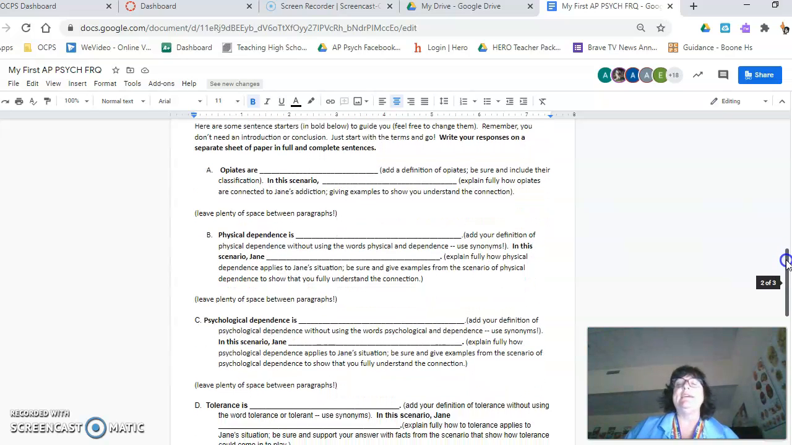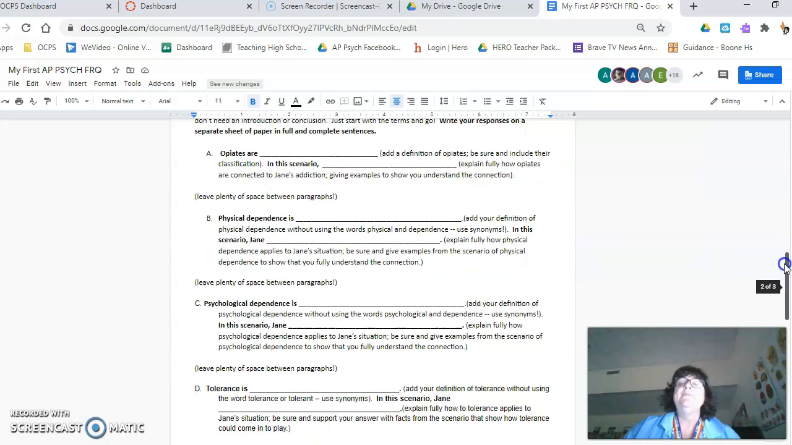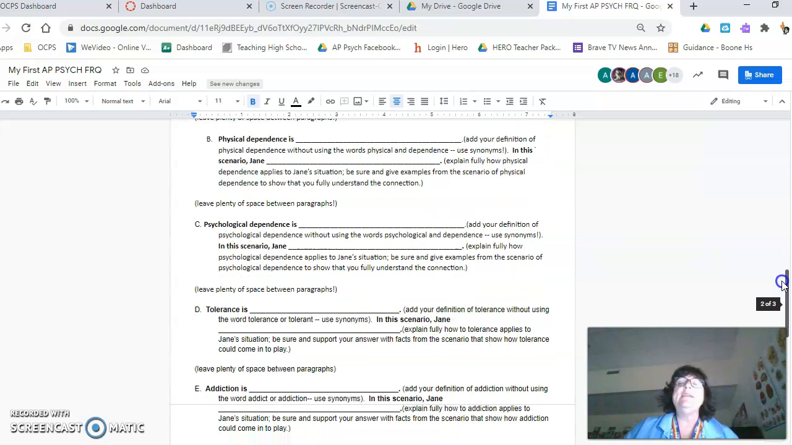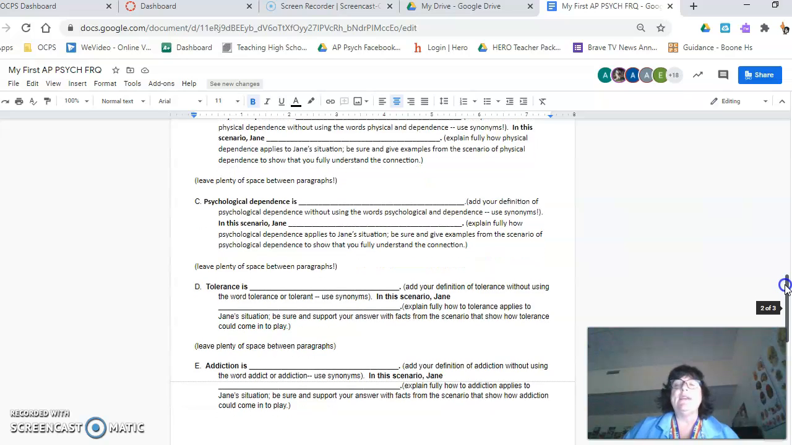We'll go into more details about the do's and the don'ts and how to approach it. But if you can get down the fact that you need to define the term and apply the term to the prompt, and you can do that consistently, you will be scoring points. This doesn't have to be pretty, okay? It just has to be a correct definition, correctly applied, and that will get you the points to score and to get good grades on FRQs.